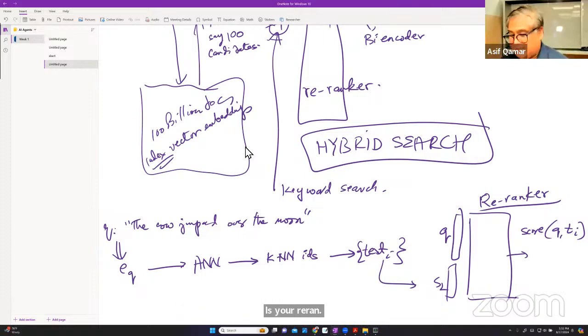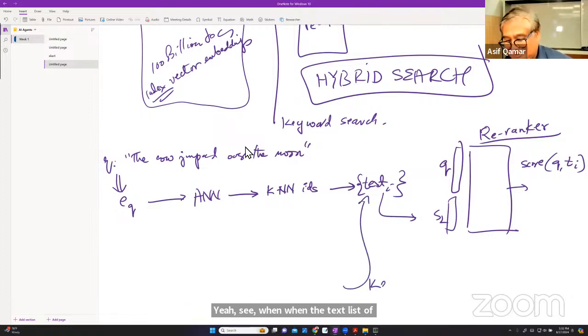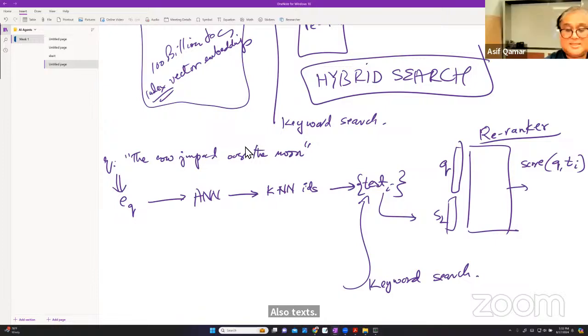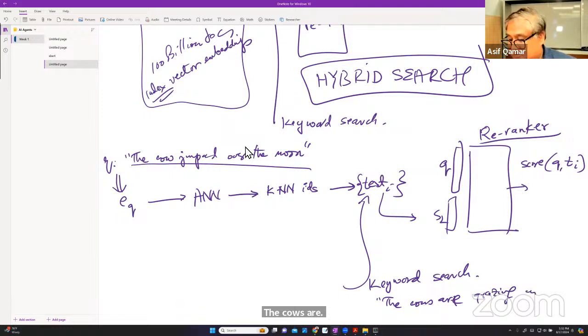See, when you have a list of texts, sneak in your keyword search also. Because what will keyword search produce? Also texts. I said the cow jumped over the moon. So keyword search may produce something like the cows are grazing. Exactly. So you just give it to both of these. That's why I made this picture.